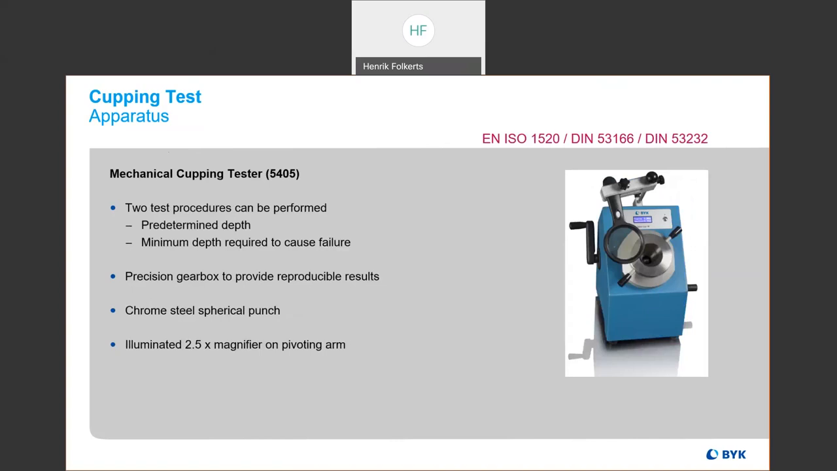A simpler version is the mechanical cupping tester, as it is defined in ISO and DIN specifications. You can choose from two test procedures. Either the predetermined depth or the minimum depth required to cause the failure. It comes with a magnifying glass on a pivoting arm. Here is the glass with the arm, so that you can observe during the test what is going on.